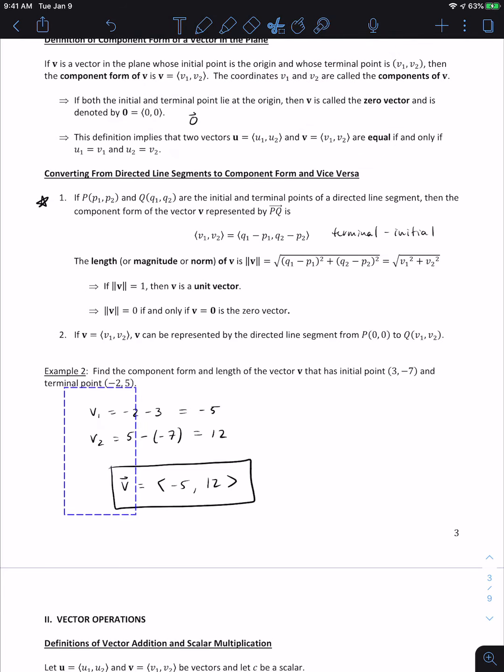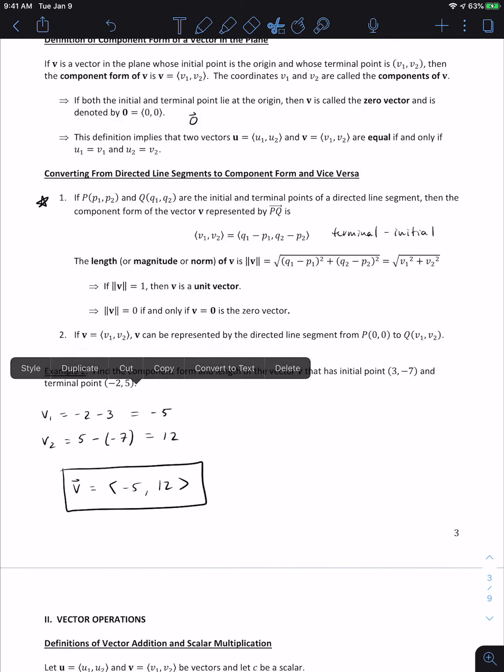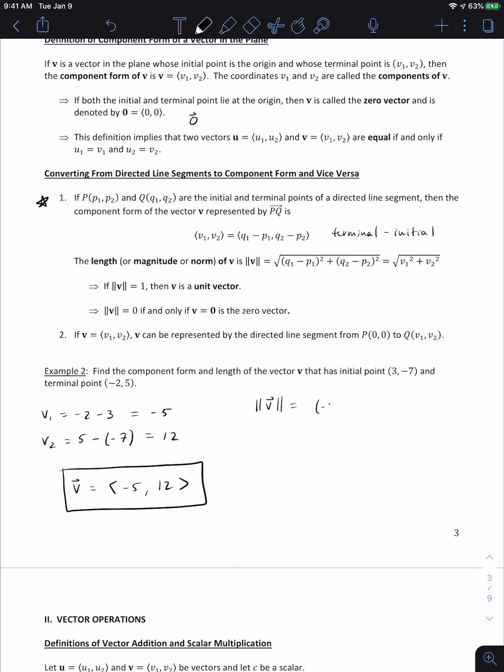And now the other question is to find the length of that vector. All right, once we already know that it's in this form, then in order to find the length of the vector, we just take the first component, which is negative 5, and we square it, plus the second component, which is 12, and we square it, underneath the square root. So I get 25 plus 144 underneath the square root, which is 169 underneath the square root, which is 13. So the magnitude of this vector, or the length of this vector, is 13.